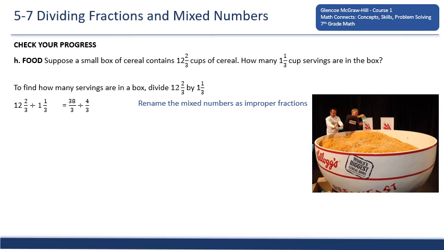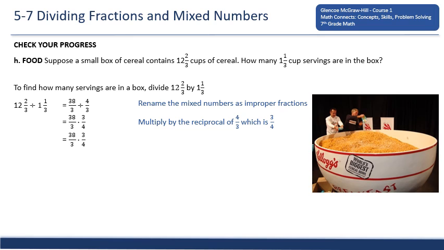So 12 times 3, 36, plus 2 is 38. So we get 38 over 3. And then for 1 1/3, 1 times 3 is 3, plus 1 is 4, so we get 4/3. Now, in order to solve this, we need to multiply 38/3 by the reciprocal of 4/3. So it's going to be 38 over 3 times 3 over 4.